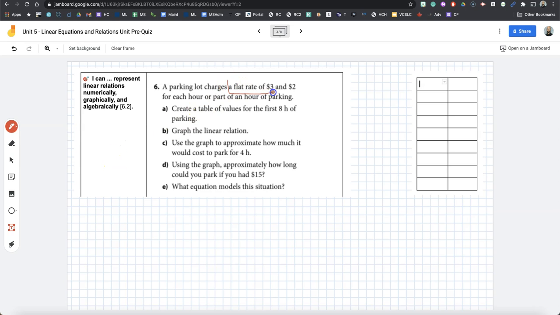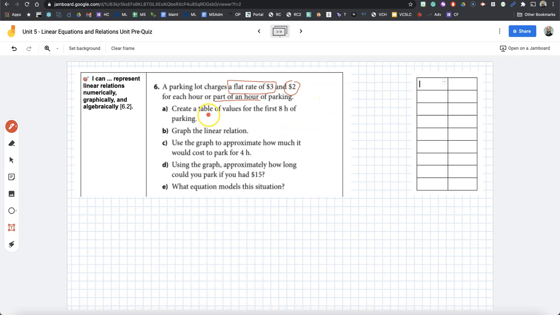Well, a flat rate of $3 means that you are going to pay $3 just for parking in this lot, just to start. Before any time has gone by at all. As soon as you drive your car into the lot, you are going to pay $3 for sure. And then you can add $2 for each hour or part of an hour of parking. And this part of an hour means that even if you're only there for 45 minutes, you're still paying that $2. If you're there for an hour and 15 minutes, you're going to pay $4 because you've been there a whole hour and part of a second hour. So that's what that all means right there.